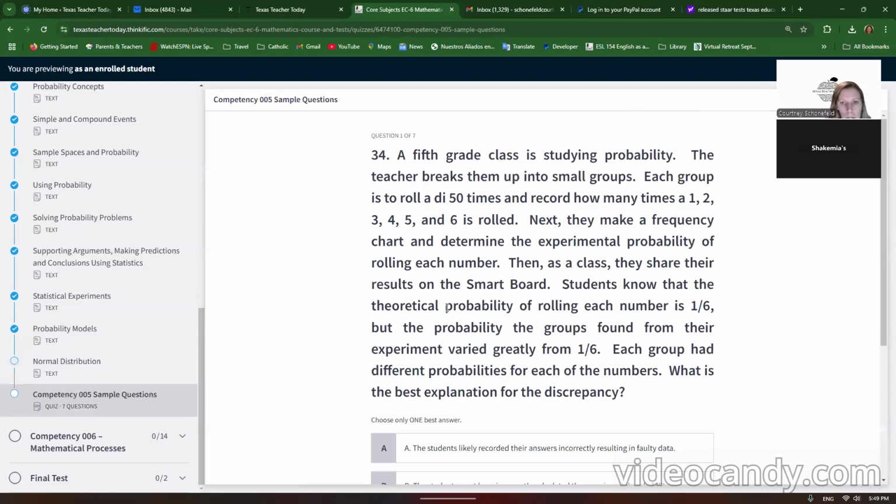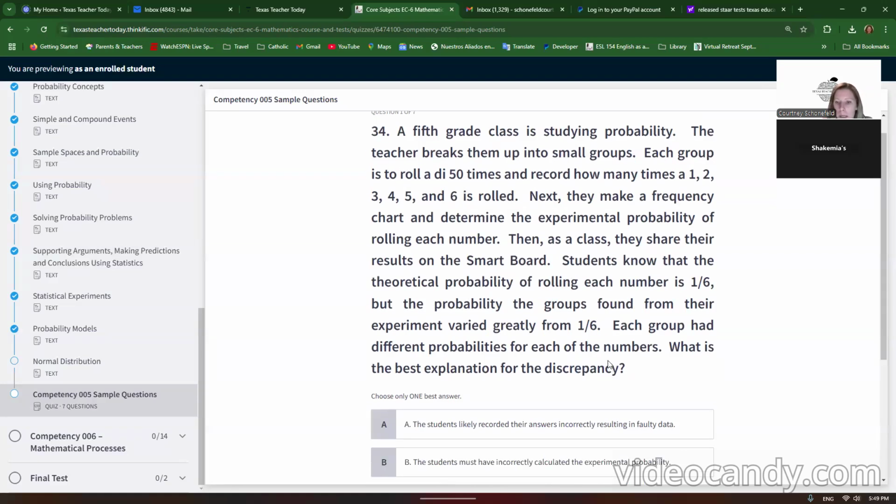Let's do a couple of quick questions and then we'll be done. A fifth grade class is studying probability. The teacher breaks them up into small groups. Each group is to roll a die 50 times and record how many times the 1, 2, 3, 4, 5, and 6 is rolled. Next, they make a frequency chart and determine the experimental probability of rolling each number. Then as a class, they share their results on the smartboard. Students know that the theoretical probability of rolling each number is 1 out of 6, but the probability the groups found from their experiment varied greatly from 1 out of 6. Each group had different probabilities for each of the numbers. What is the best explanation for this discrepancy?